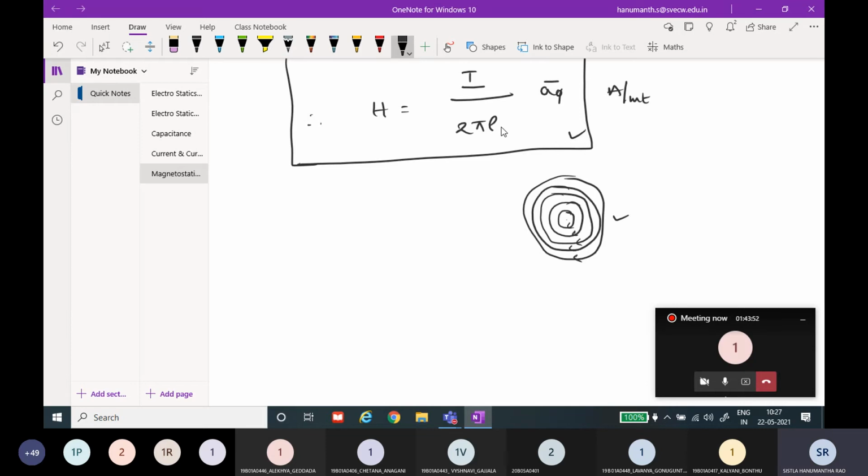It varies inversely as the distance from the filament. Once again I will repeat the case: the magnitude of the field is not a function of phi and z, and it varies inversely as the distance from the filament.